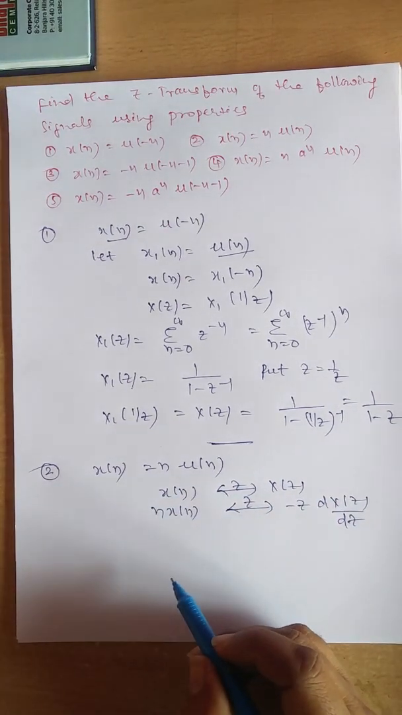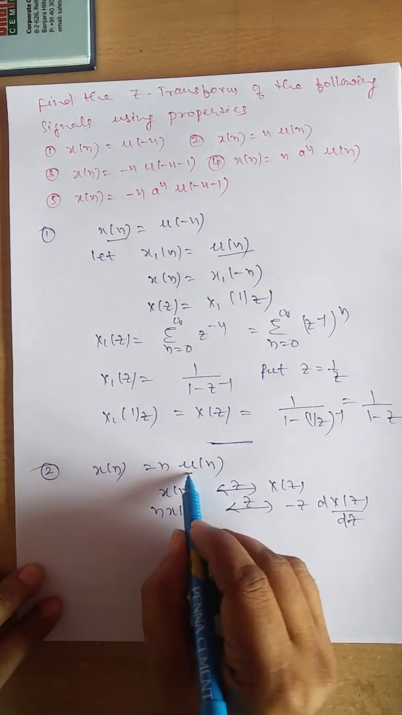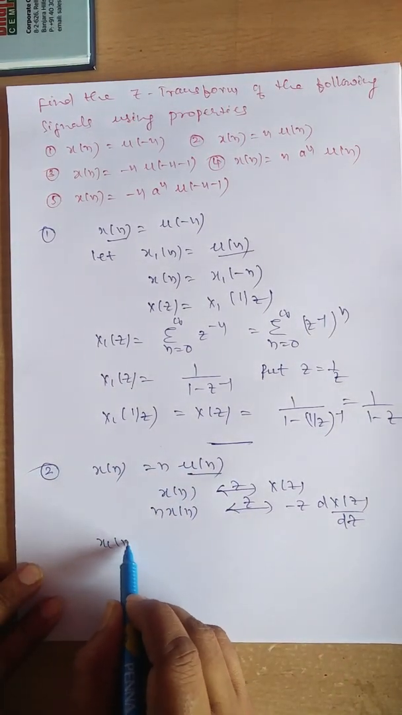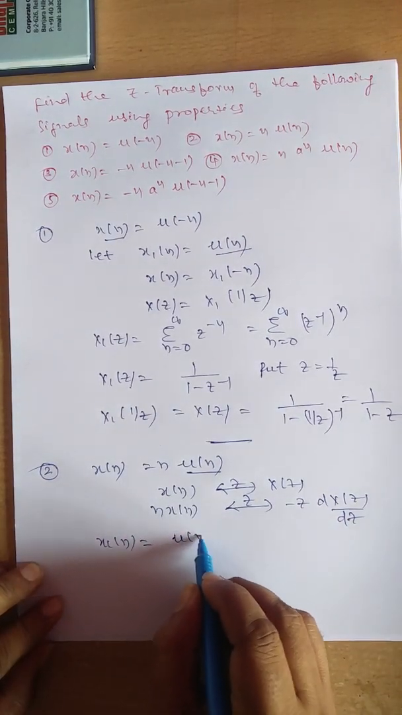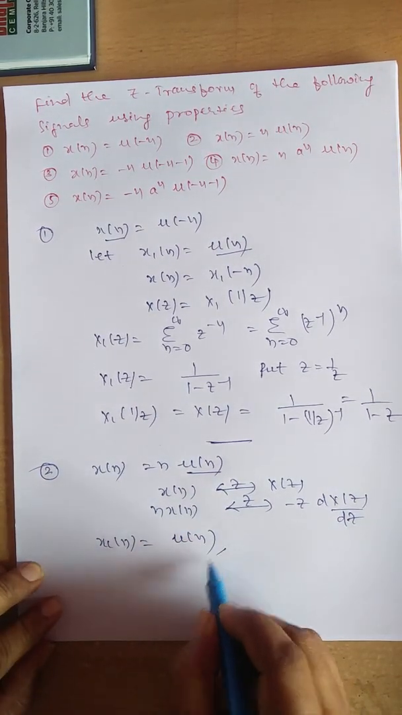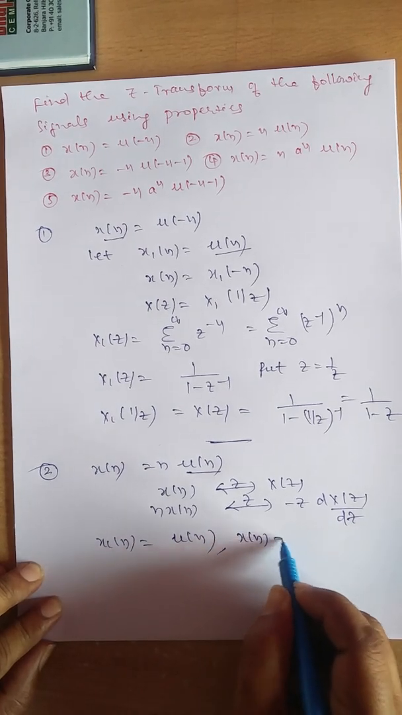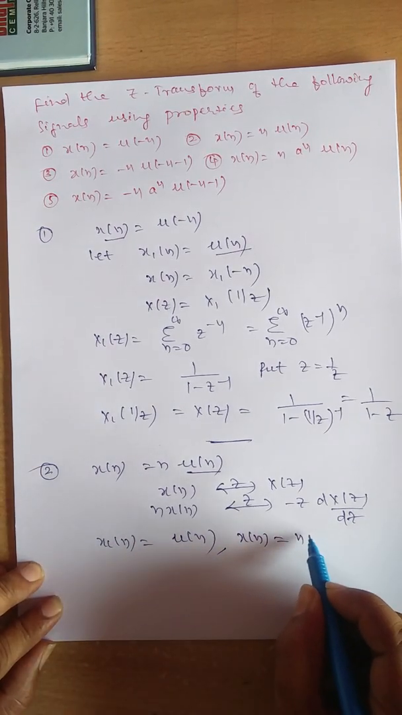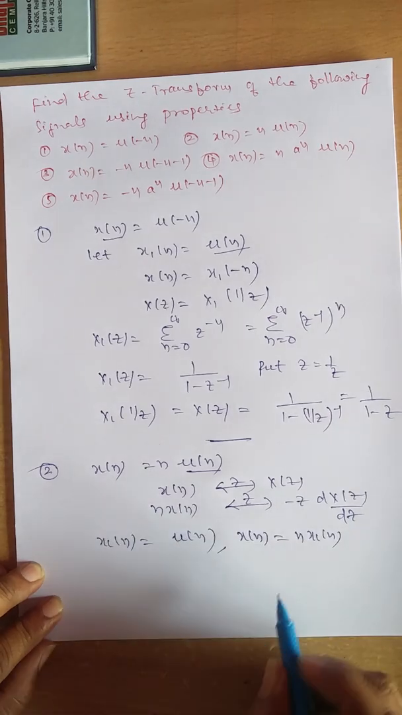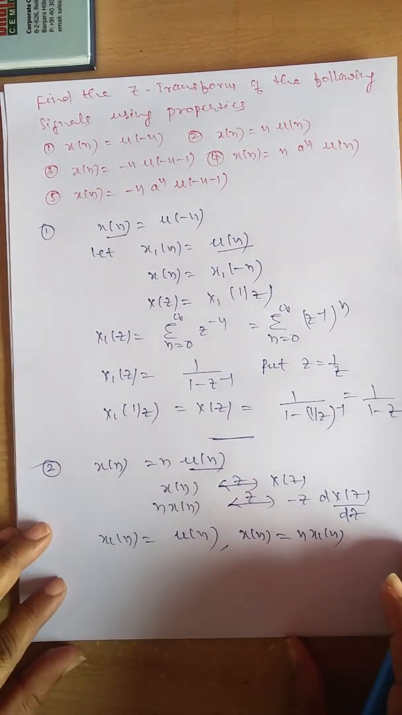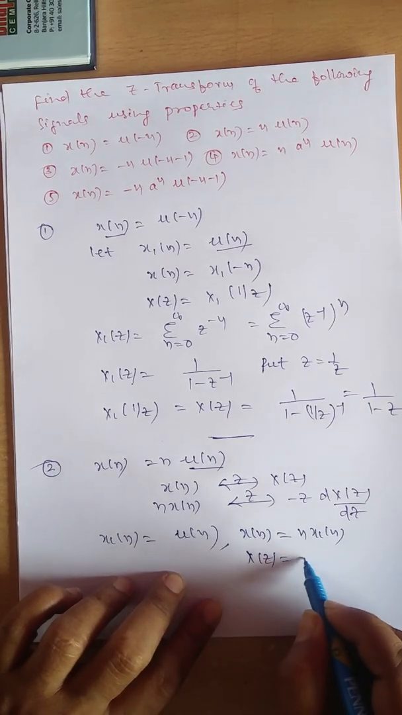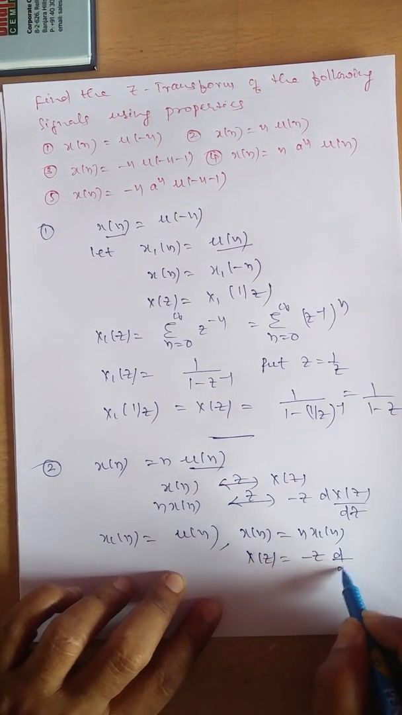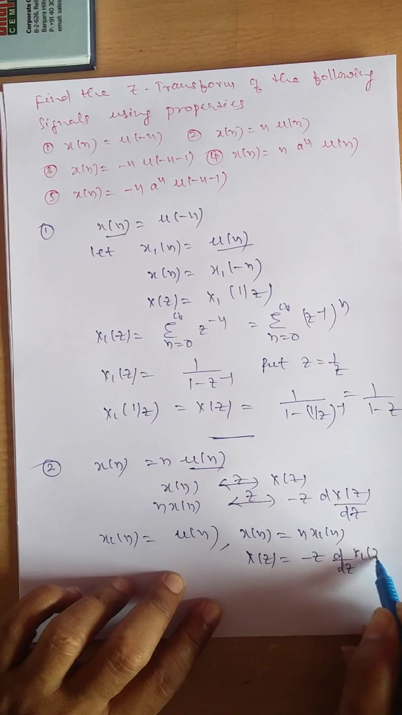Here, let us take that x1 of n is equal to u of n. Then you can write that x of n is equal to n into x1 of n. Using differentiation in z domain property, we can write this as x of z is equal to minus z differentiation of x1 of z.